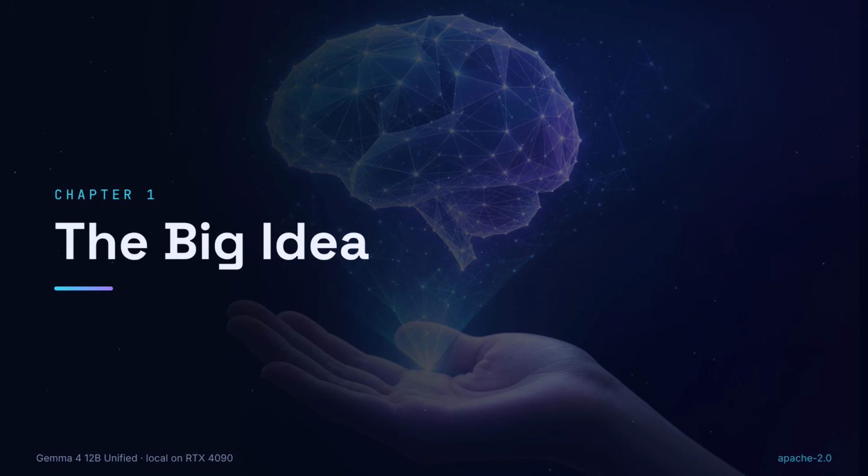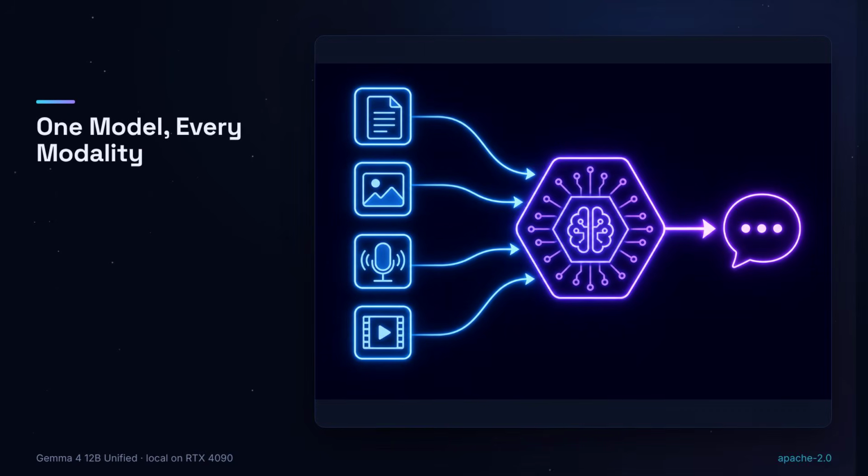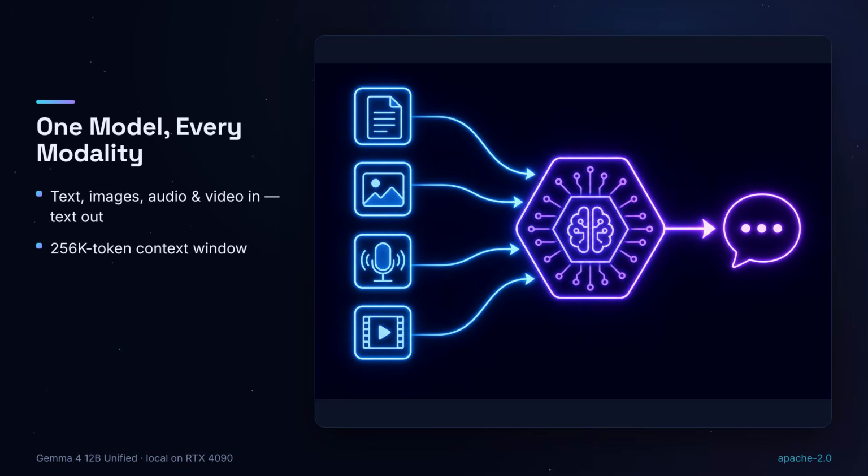Gemma 4 is not just another text model. It's a rethink of how multimodal models are built, aimed squarely at local deployment. Gemma 4 12B Unified accepts text, images, audio, and even video as input, and produces text as output. It handles a context window of up to 256,000 tokens, enough for entire codebases or hours of transcripts.